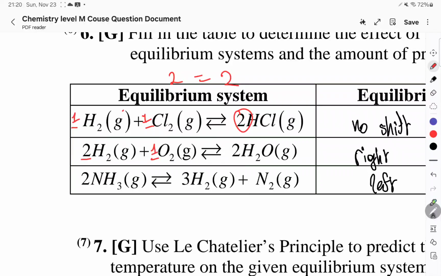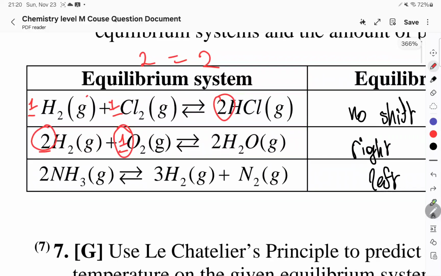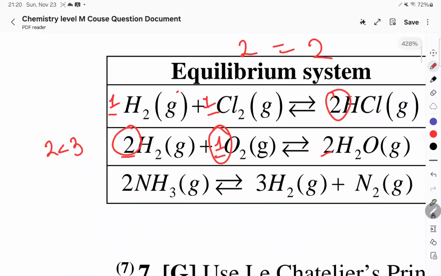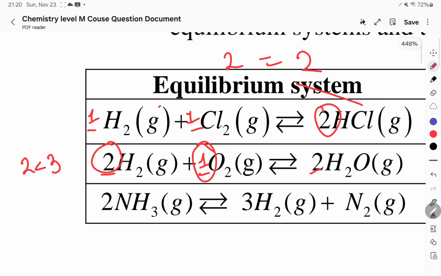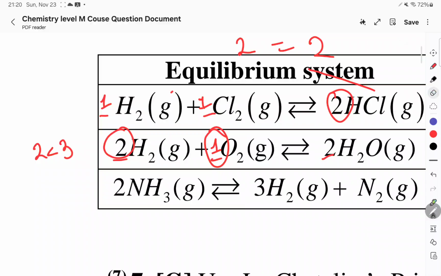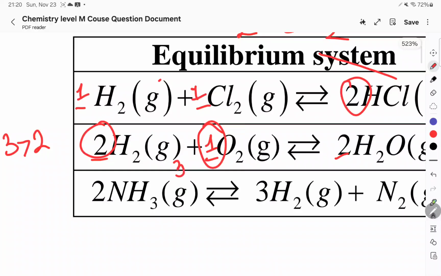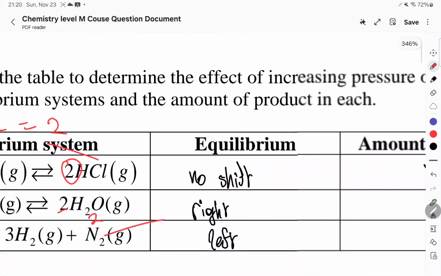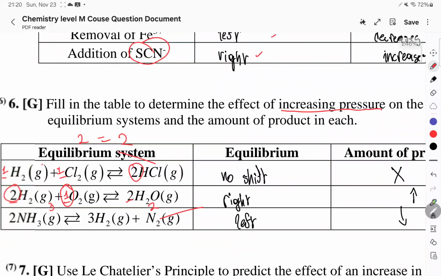Okay, now on this one, we have to check the number of gaseous moles on each side again. Over here there's one gaseous mole, and here there's one gaseous mole. Again, you always have to check the state. Here's gas, so that means these are gaseous moles. And here's also 2. Now over here, 3 is greater than 2. Over here there are 3 gaseous moles, while over here there are 2 gaseous moles. And when pressure increases, as said here, what happens?